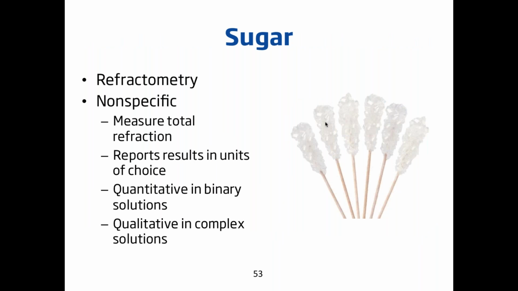So we've talked about temperature, pH, and acidity. We're going to talk briefly about sugar now. Depending on what kind of food you're making, sugar can be an extremely important parameter. The most common way to measure sugar in-house is with refractometry. The important thing to know about refractometry is it's not specific. It allows us to measure the total refraction in our sample, which might be from sugar, or from sugar and other components in your food, and it will give us the results in our choice of units.